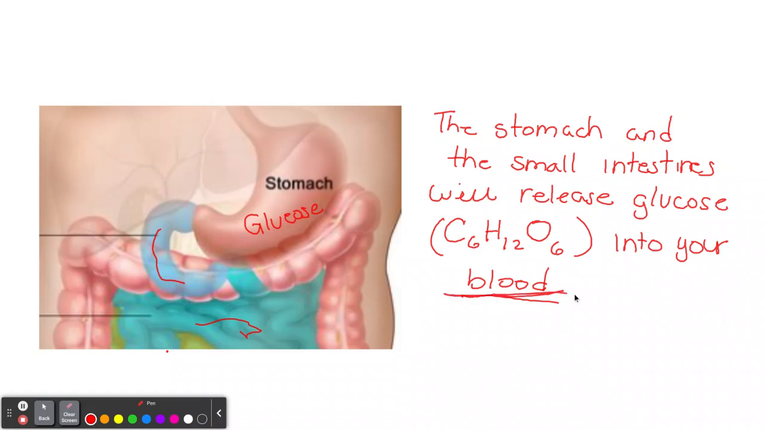And now another body part is going to be alerted. And I'll show you a picture of that. It's the pancreas. So once your pancreas knows that there's glucose in your bloodstream, it's going to release insulin. And insulin is a hormone, and hormones are chemical messengers, right? They send signals to your body. They tell your body what to do, basically.